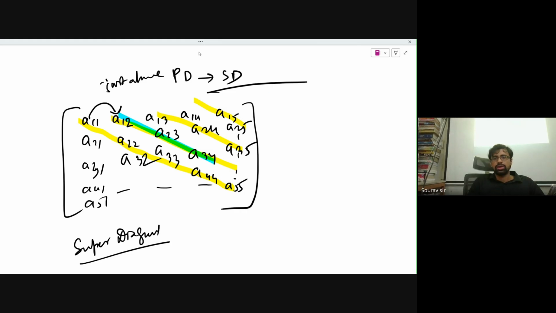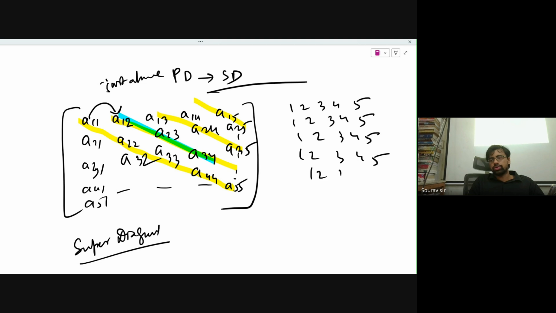अलाइनमेंट में गड़बड़ हो गया, चलो कोई बात नहीं। 1 2 3 4 5, 1 2 3 4 5, 1 2 3 4 5, 1 2 3 4 5, 1 2 3 4 5, ठीक है। अब तो डायगोनल का टेंशन नहीं। प्रिंसिपल डायगोनल क्या है? 1 2 3 4 5। सुपर डायगोनल क्या है? 2 3 4 5। सब डायगोनल क्या है?